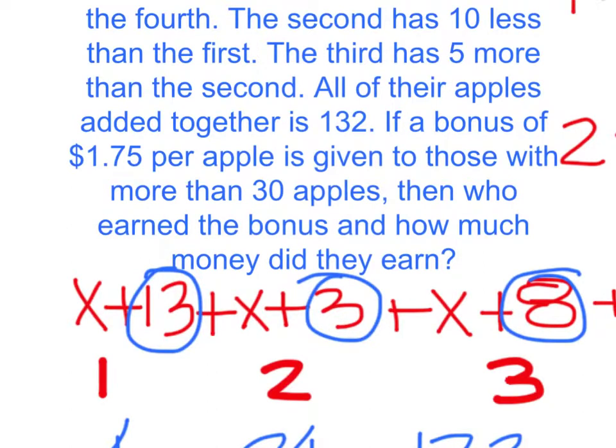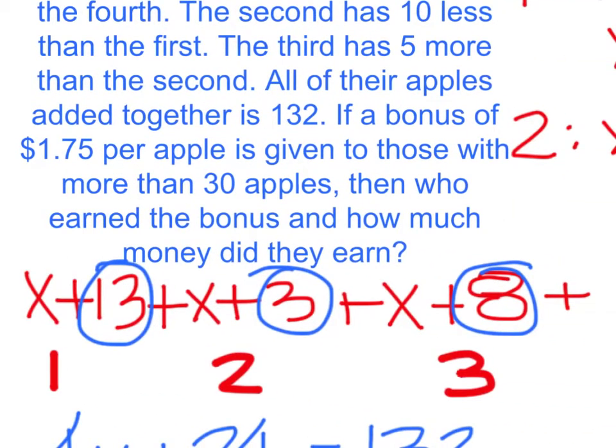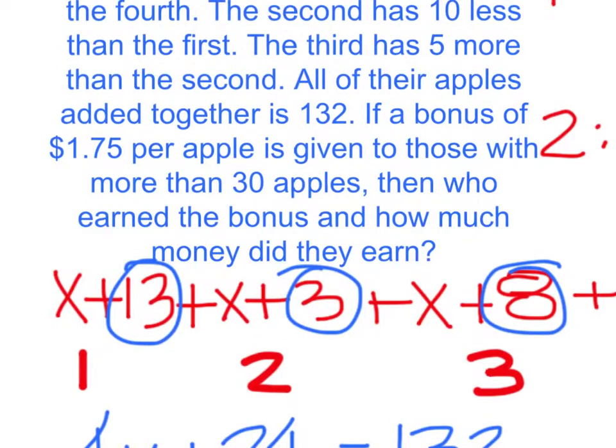Now, according to the problem, and I'll zoom back in, a bonus of $1.75 per apple is given to those with more than 30 apples, then who earned the bonus and how much money did they earn? So we figured out that those two people earned the bonus. Now we have to multiply their apples by $1.75. It's given per apple. Is there anything in the problem that says it's only given per apple for the apples over 30?